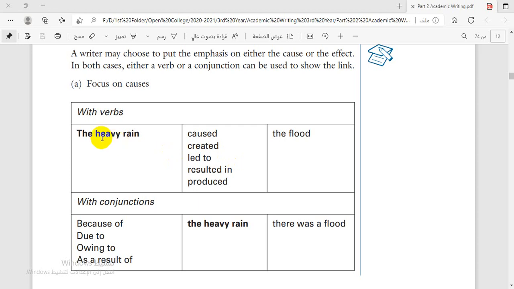Okay, look at the example: the heavy rain caused the flood, or the heavy rain created the flood, or the heavy rain led to the flood, the heavy rain resulted in the flood, or the heavy rain produced the flood. All these verbs can be used to show the cause.